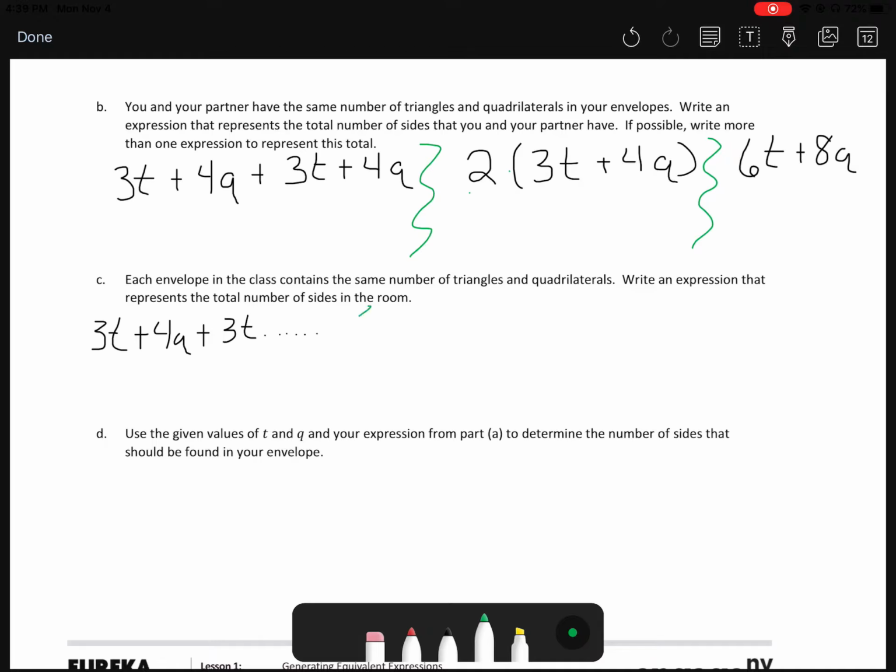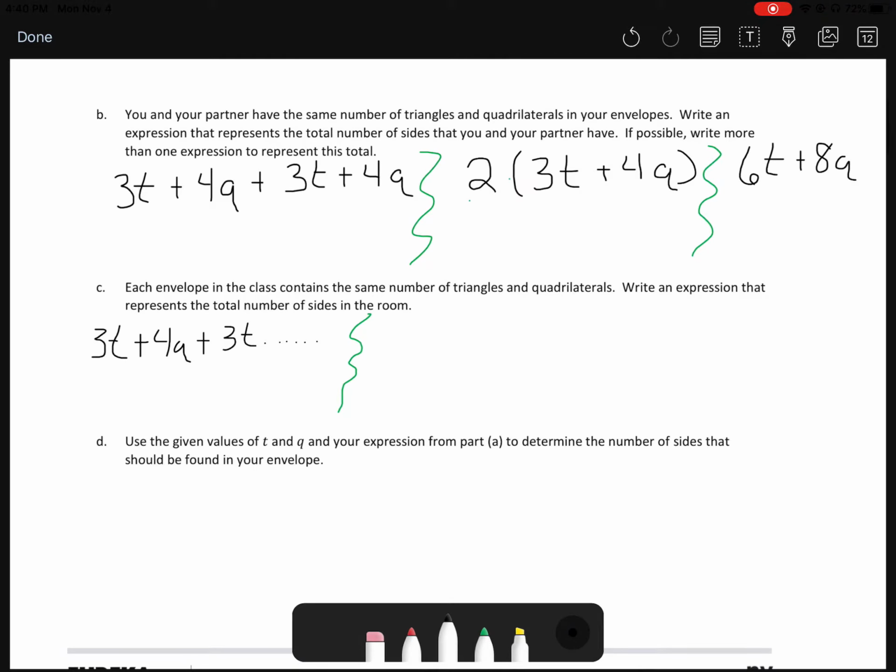But that's not the practical way. We will do it like we did on this second time here in answer B. We will say 20 groups of 3T plus 4Q. And so that tells me I have 20 groups of 3 times my number of triangles and 4 times my number of quadrilaterals.